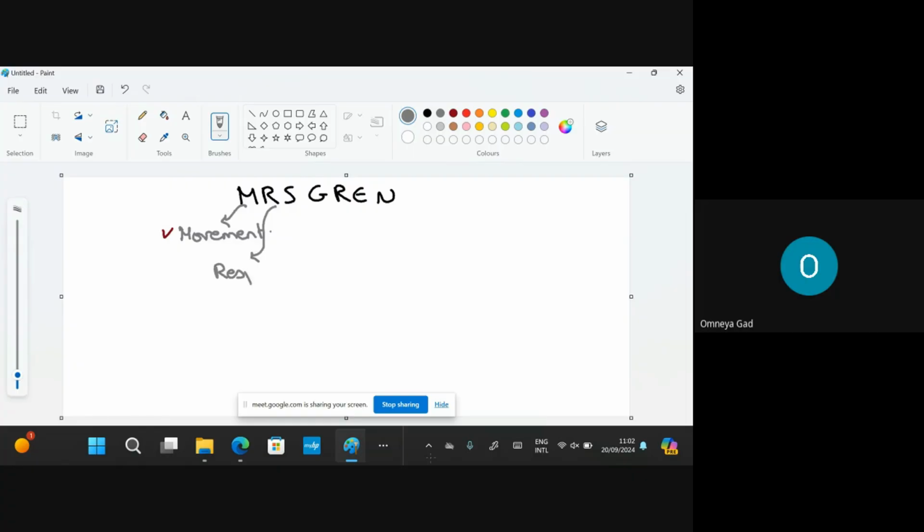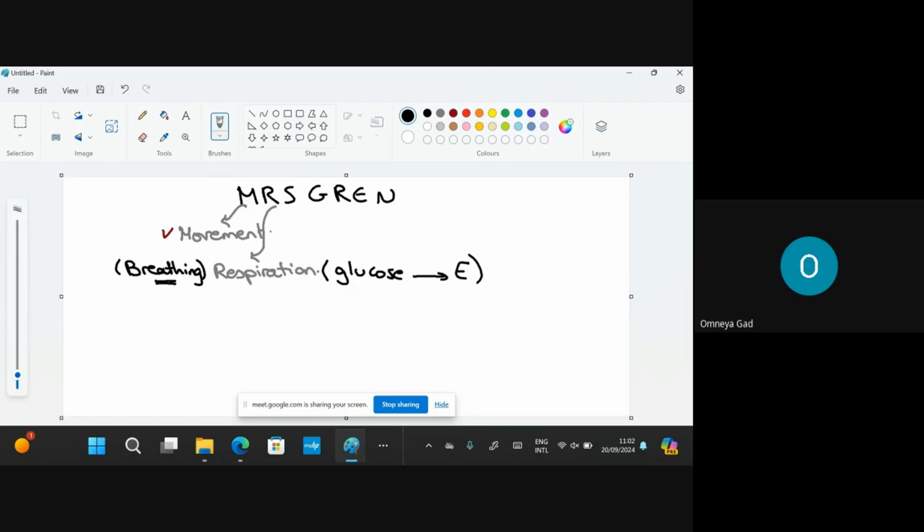What about the second letter, which is R? R represents the word respiration. So why did I pick respiration and not the word breathing? Simply because not all living organisms on Earth have a lung and breathe. Only animals have a lung and breathe. But what is the meaning of respiration? Respiration in general means that the cell breaks down glucose to release energy out of it.